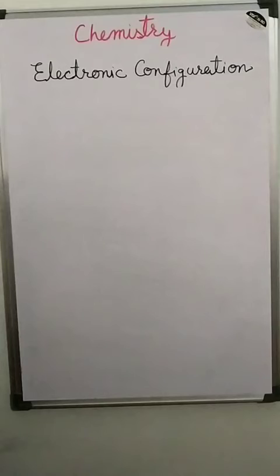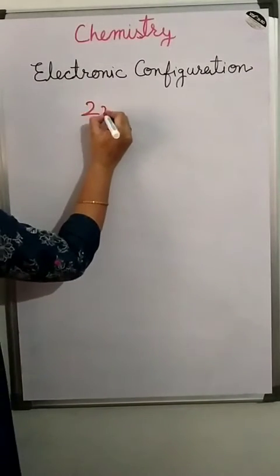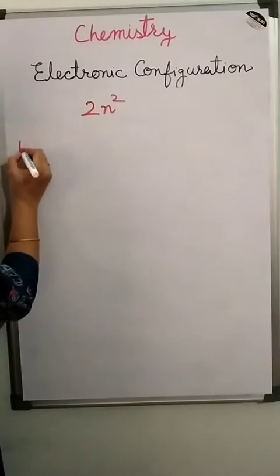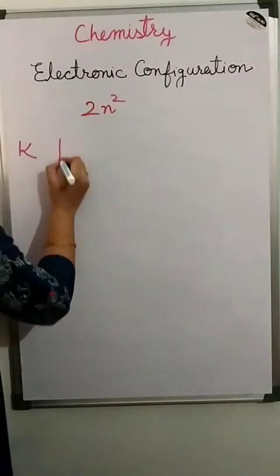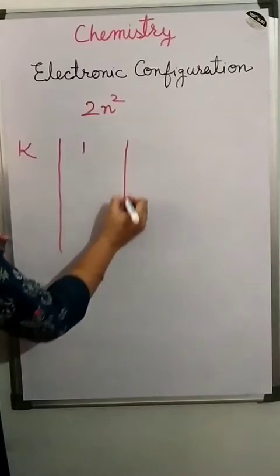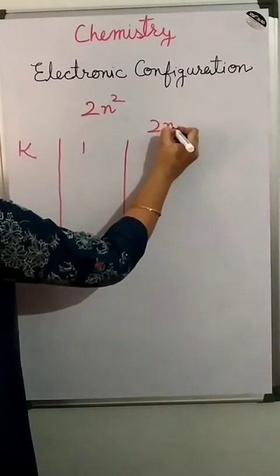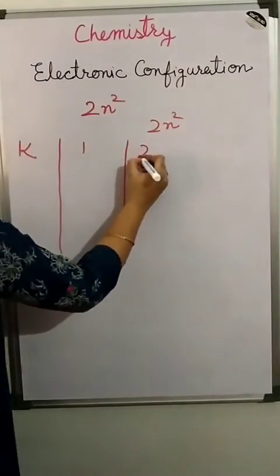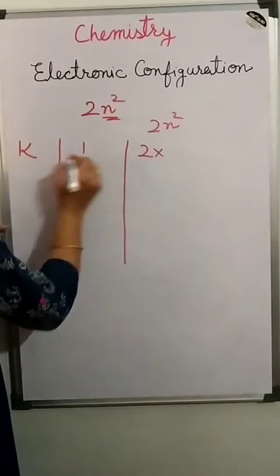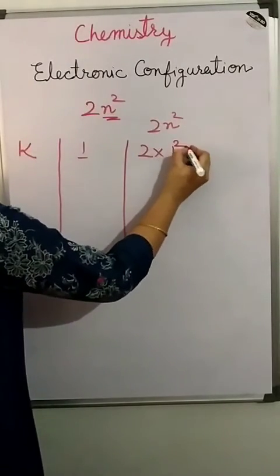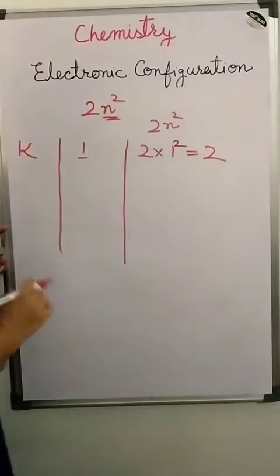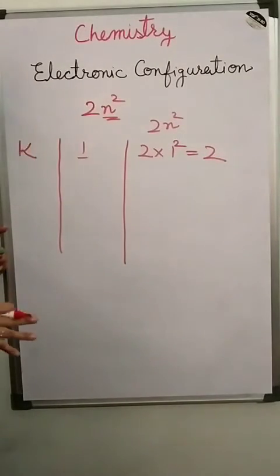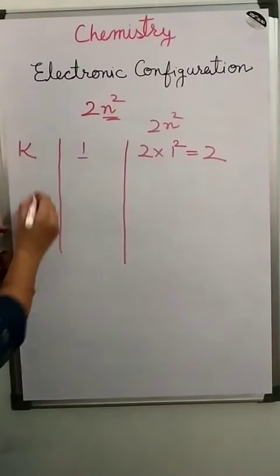The maximum number of electrons which can be present in any shell of the atom is represented by the formula 2n². Suppose I am talking about the K shell, so it's the first shell. How do we calculate the number of electrons in it? 2 multiplied by n, where n means the number of the shell. So this one is 1, and this is equivalent to 2. So a maximum of 2 electrons can stay in the first energy level, K.